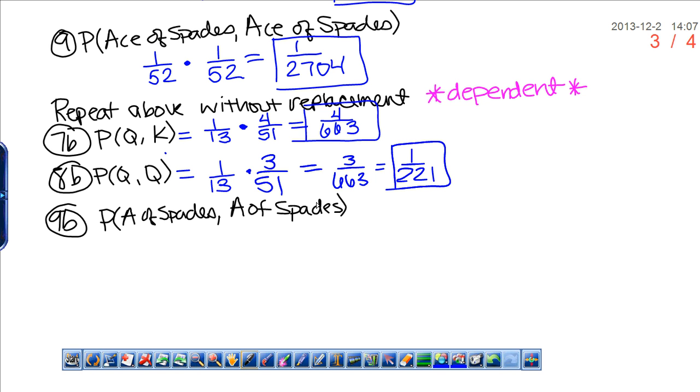Right? Then I would want to do the probability of drawing the ace of spades and then the ace of spades. It would be impossible. Let's see why. How many ace of spades are there? Just 1. So the probability of drawing the first one is 1 out of 52. After you draw it, though, there's none left. So it'd be 0 out of 51, which is just 0. What does a probability of 0 imply? It's impossible.